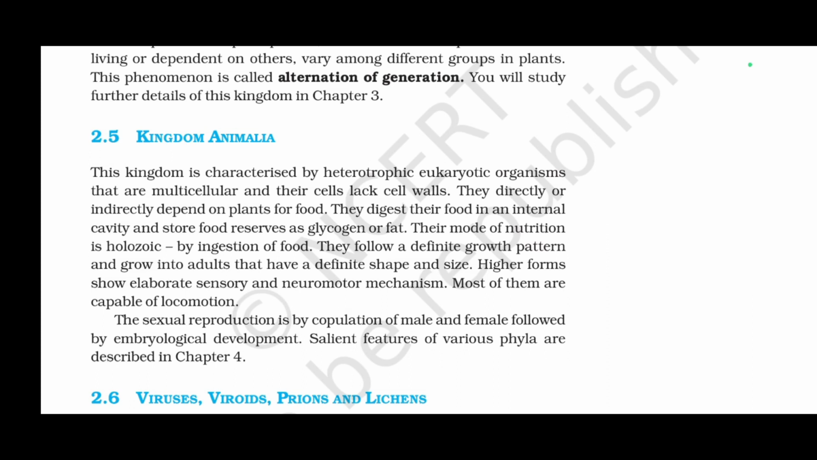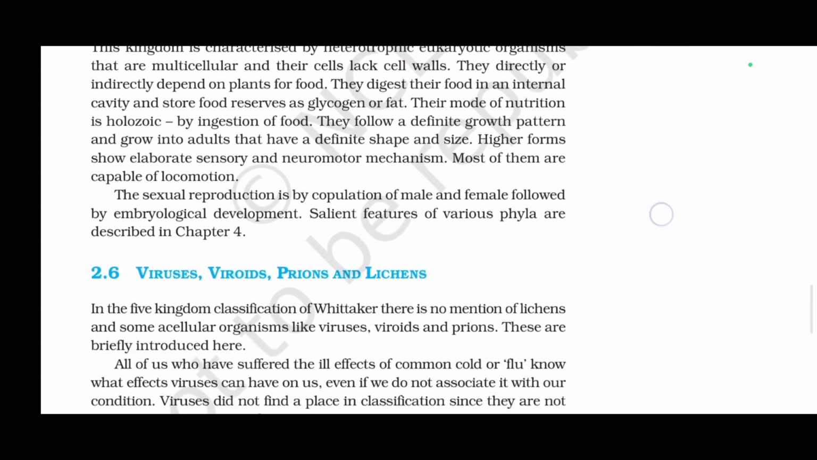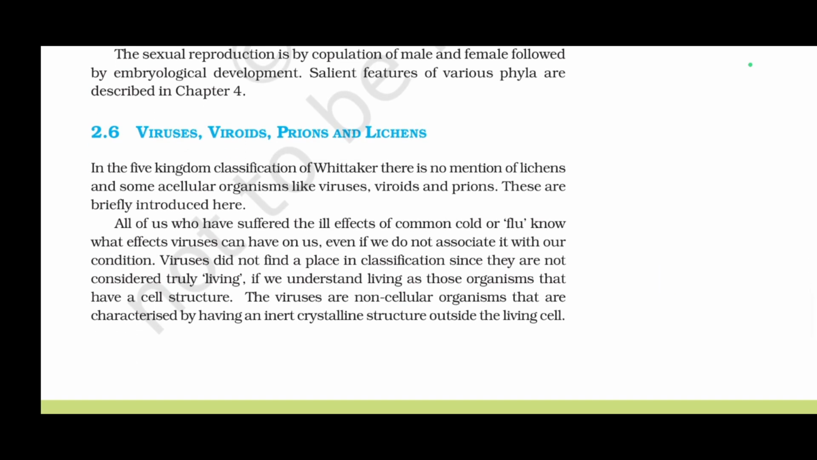Higher forms show elaborate sensory and neuromotor mechanisms. Most of them are capable of locomotion. Sexual reproduction is by copulation of male and female, followed by embryological development. Now, topic number 2.6, Viruses, viroids, prions, and lichens.